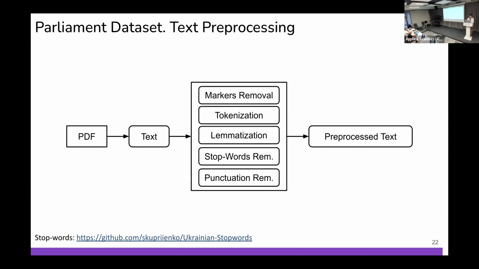But we increase the size of the stop words list using TF-IDF word frequency in order to avoid some words which will add noise for us. For example, it can be words or it can be n-grams like "Шановний депутат", "Шановний колега", "Parliament", "Верховна Рада України", and so on. Also, we are removing punctuation, and finally, we have preprocessed text.